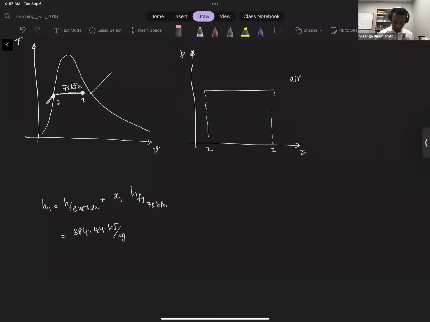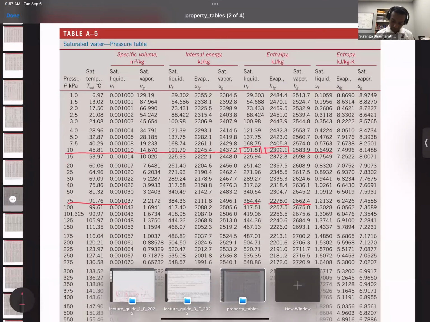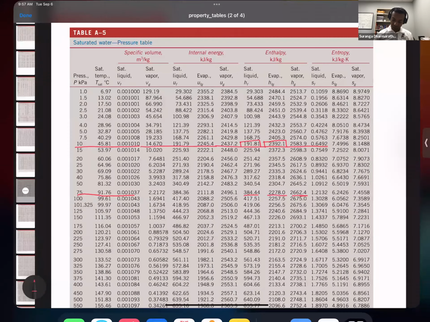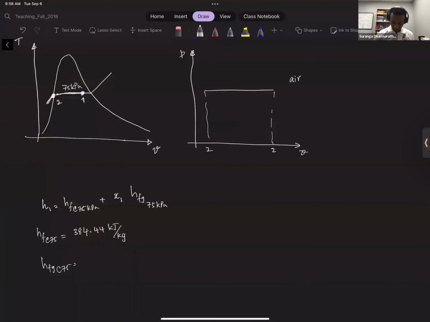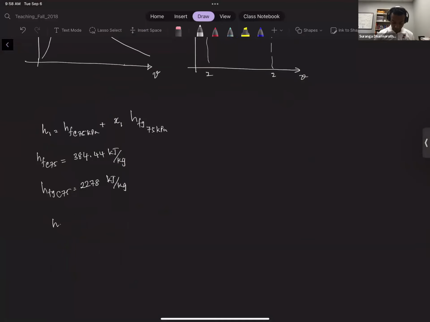That's actually hf at 25. hfg at 75 is 2278 kilojoules per kilogram.